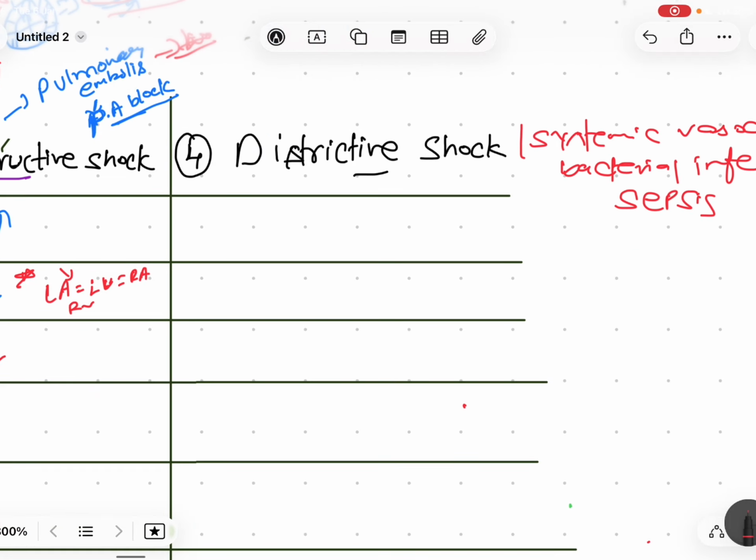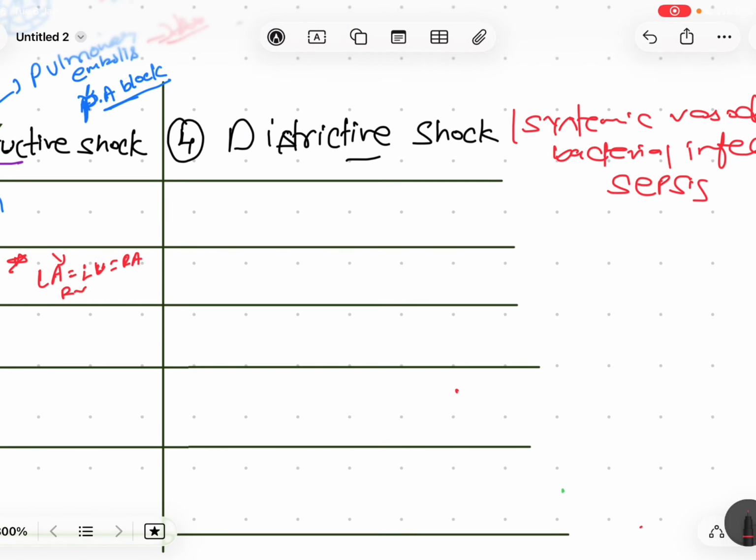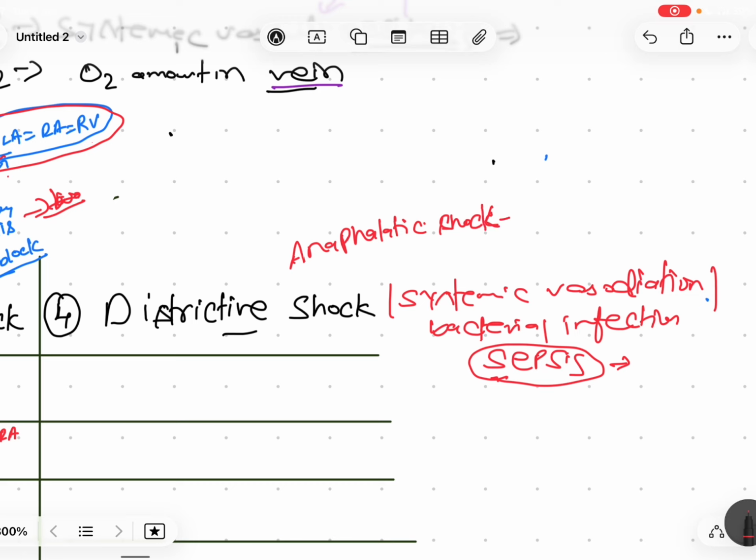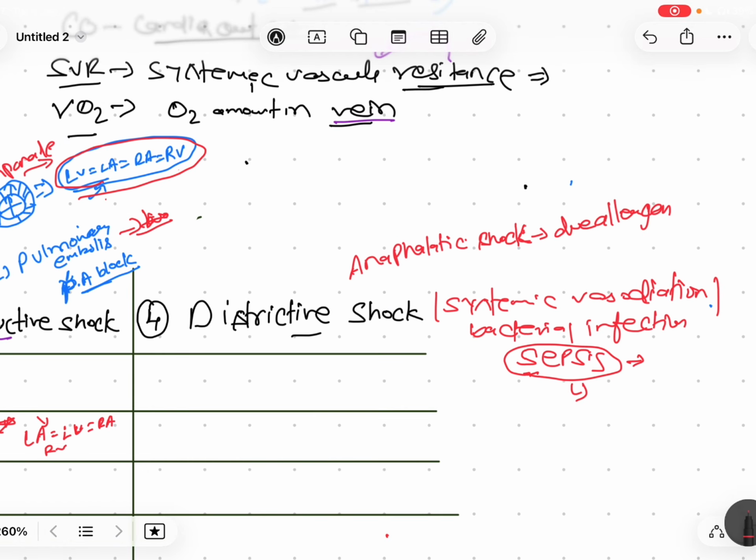The last type is distributive shock. In this, what happens? Systemic vasodilation due to bacterial infection. Sepsis is the main cause. It is also called anaphylactic shock. Anaphylactic shock happens due to allergens. Allergens, sepsis, bacteria, bacterial infection, anything.